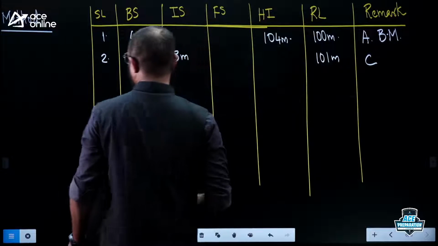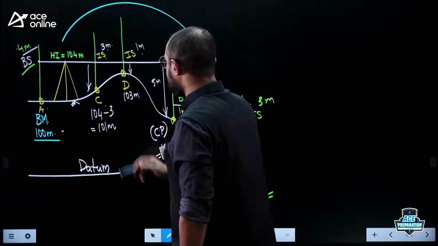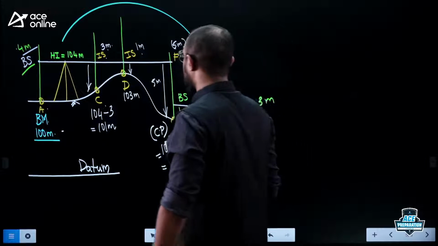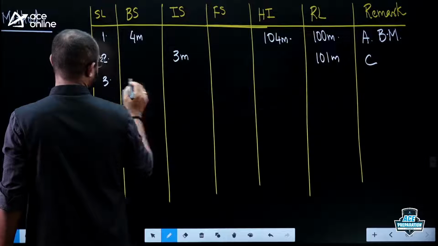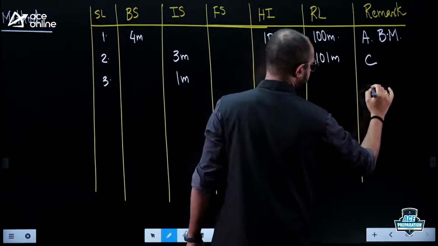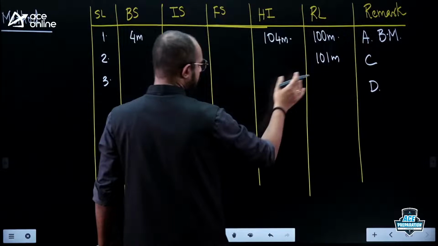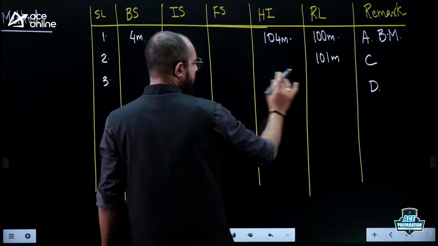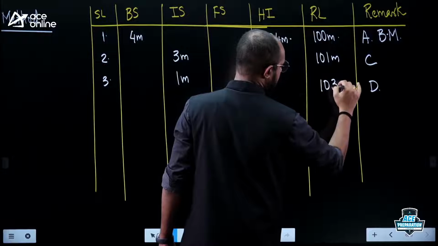Right. What is my third entry? The third entry is an intermediate sight reading of 1 meter. Let us write down that particular reading here. The third reading is again an intermediate sight reading of 1 meter. Height of the instrument is the same. Where am I taking it? I am taking it upon D. So what is the reduced level? Height of the instrument minus intermediate sight. I'll get the value as 103 meters.